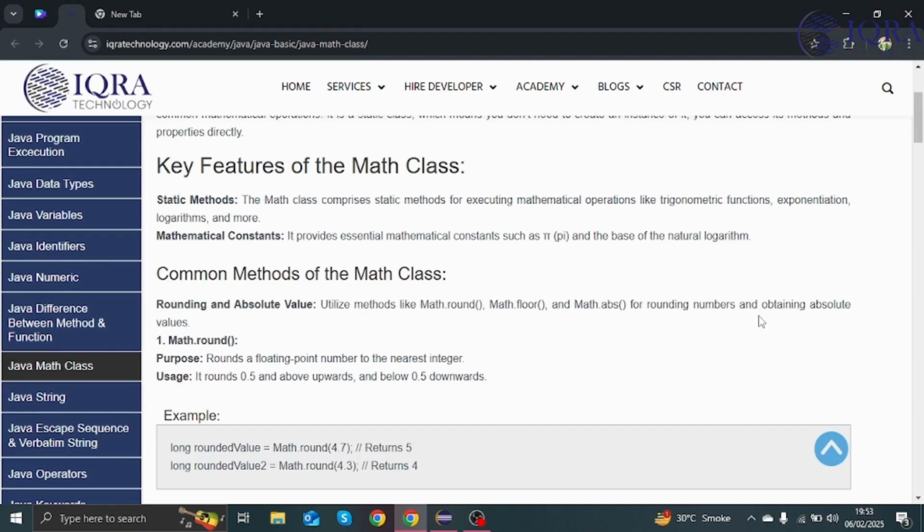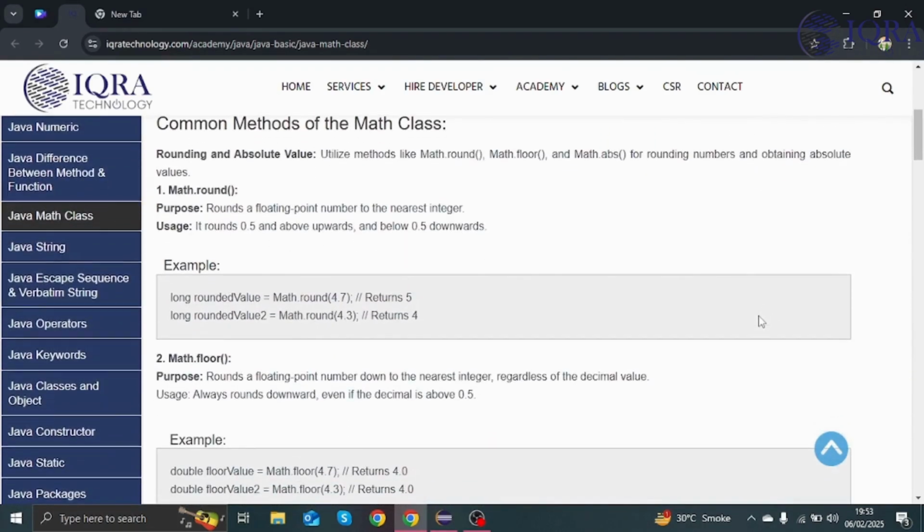So here we utilize methods like Math.round, Math.floor, and Math.abs for rounding numbers and obtaining absolute values. These are most commonly used. First we have Math.round. It rounds the floating point number to the nearest integer. Usage: it rounds 0.5 and above upwards, and below 0.5 downwards.